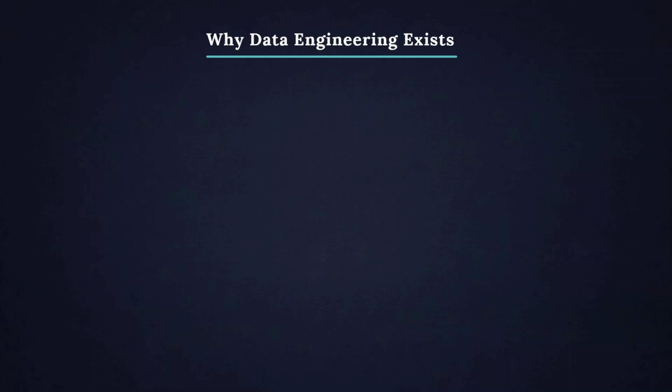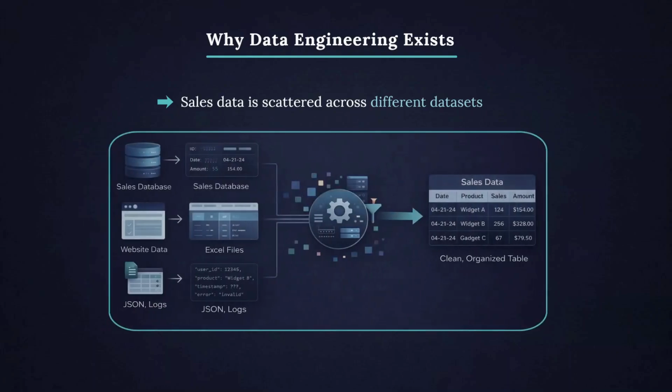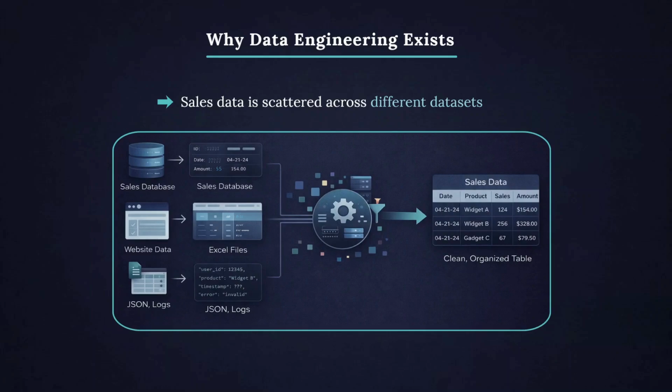Imagine a company that wants to analyze its sales data. Now, this sales data doesn't come from just one source. Some sales data is stored in a database from the payment system. Some data comes from the website, things like user clicks and orders. Some data might be in Excel files shared by the operations or the finance team. And some data comes as raw JSON events or logs from different systems.